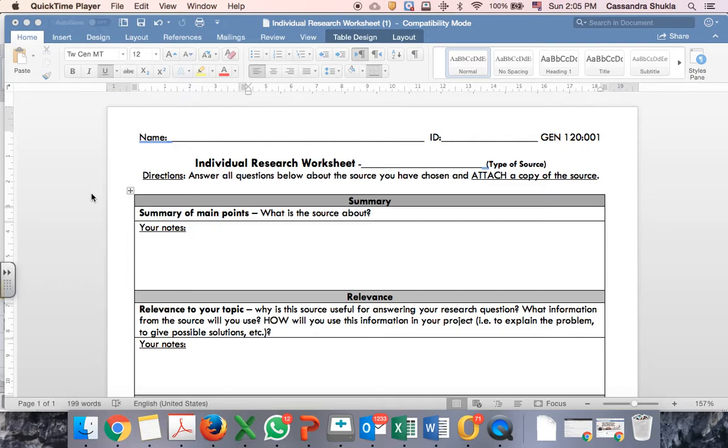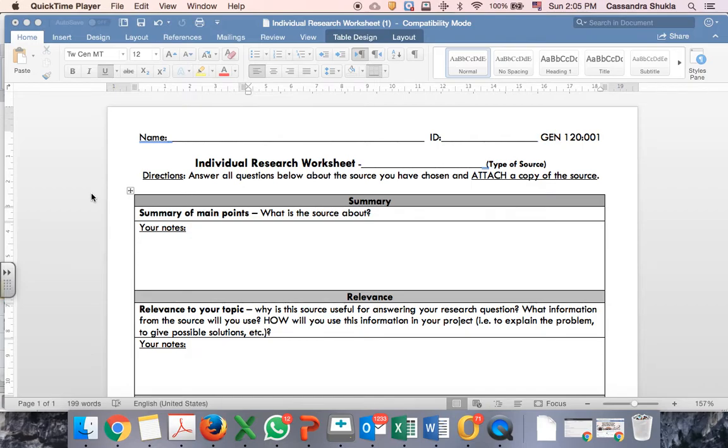Now this activity is 5% of your grade. So this is one of the opportunities where you can get the entire 100% if you follow the directions. So in order to help you get a good grade, I'm going to walk through what I expect you to do so you have clear expectations.